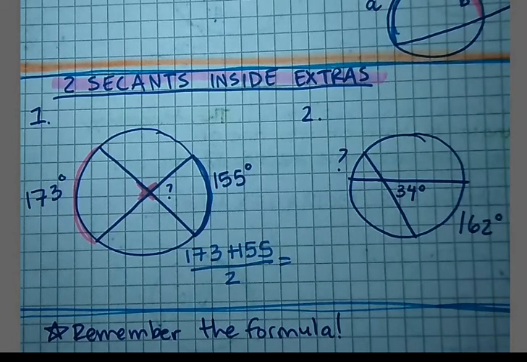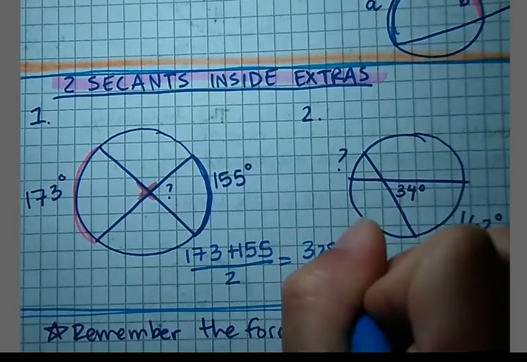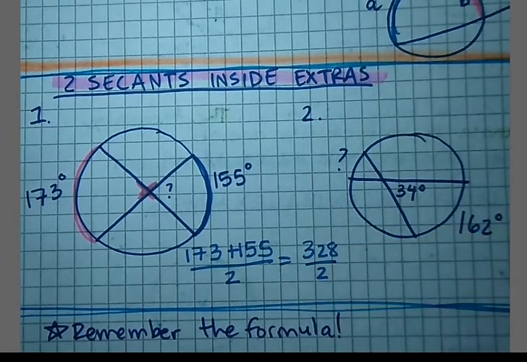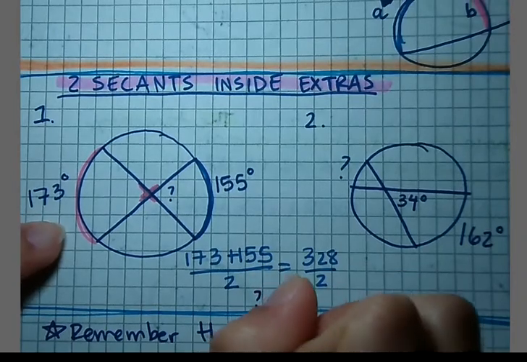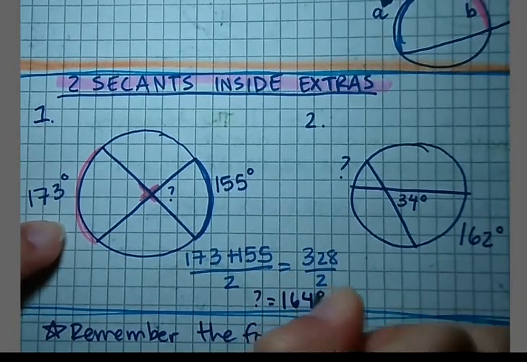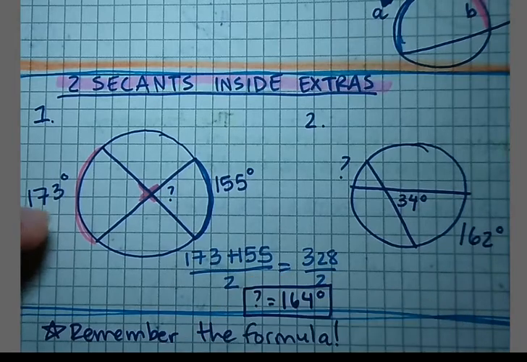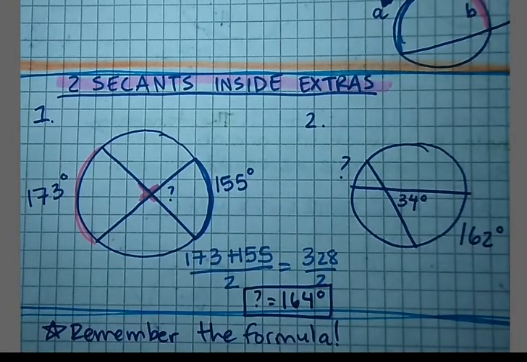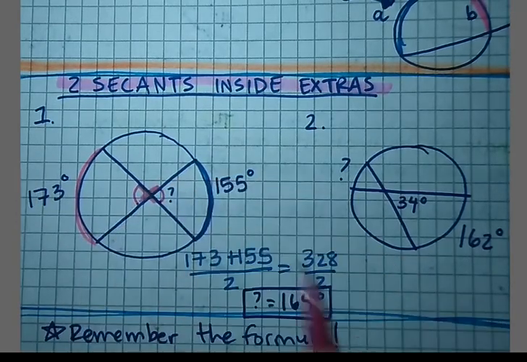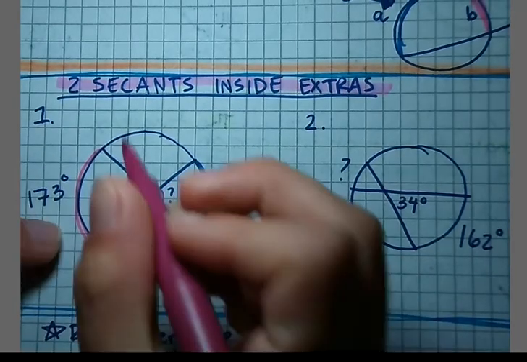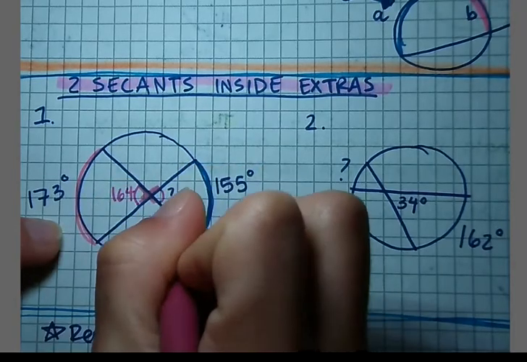So 173 plus 155 is 328. So 328 divided by 2 is 164. So the answer for this one is 164. Also, don't forget that it doesn't matter which side it's on. These two angles are going to be the same because they are vertical angles. So if this is 164, then this is also 164.